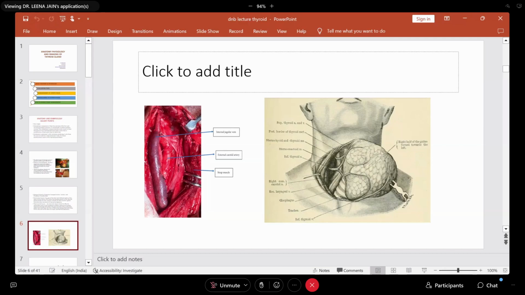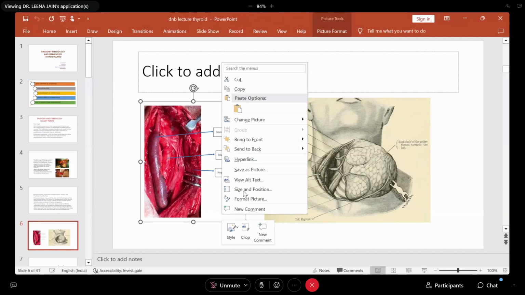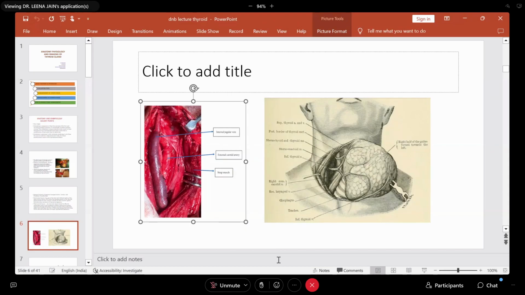Is it clear or is it not visible? No, ma'am, it's visible. Thank you. Any other questions?